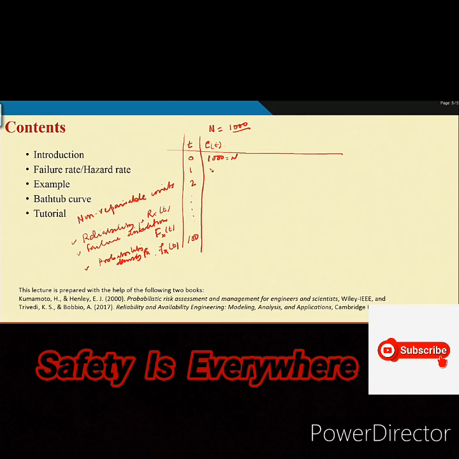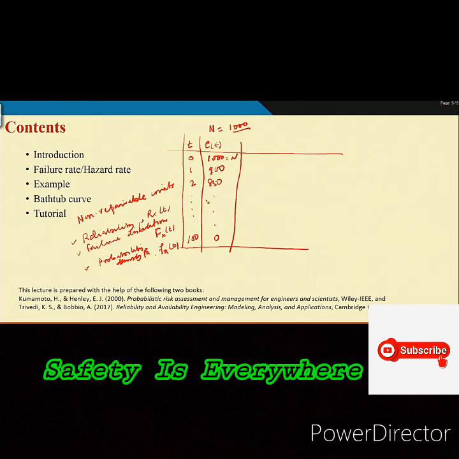In this manner, suppose in the next interval it is 900, then 850. Like this, you find that at the 100th time it is 0. Then the number of units survived, N(t), divided by n, is your R(t), reliability. So it will start at 1000 by 1000, that is 1, then maybe 0.90, 0.85, and in this manner finally it will be 0.